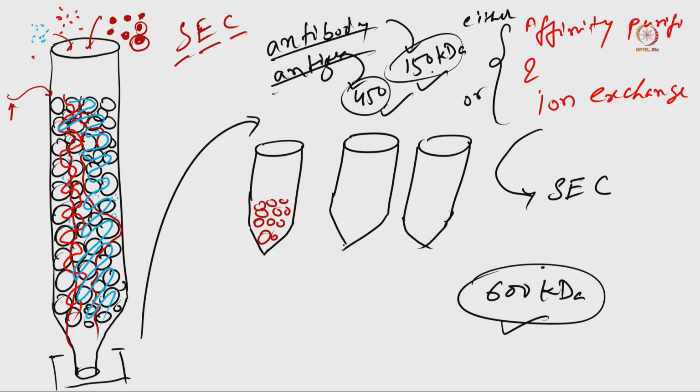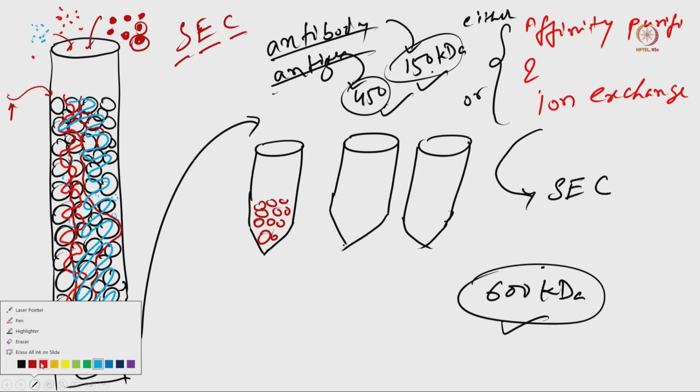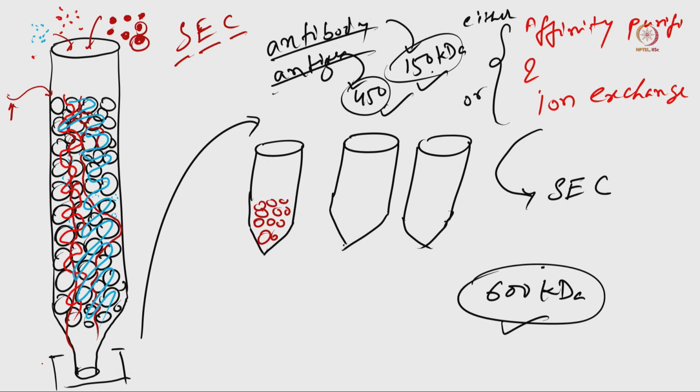So if we have this kind of sample collector, this is my first collector, this is my second collector. I will get the comparatively larger molecules first, and then at the final stage I will get my protein. Now, consider that I have a mixture of this antigen and antibody.